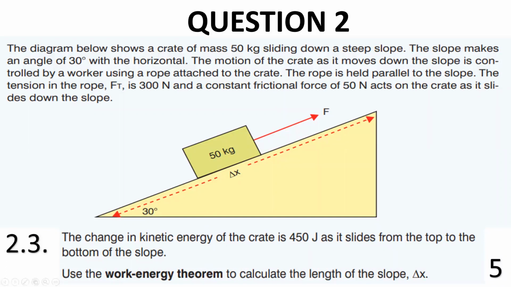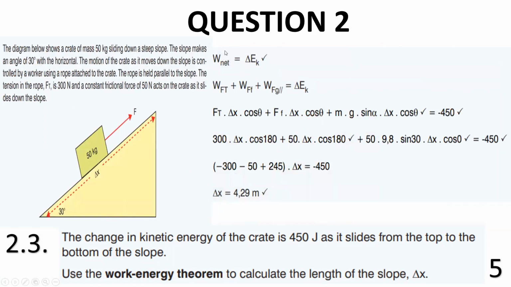What they ask you now: use the work energy theorem to calculate delta x. Okay, we are going to calculate using the work energy theorem. This is our formula first: work net is equal to delta EK. First step, writing the formula and getting your first mark. And work done by tension force plus work done by friction force plus work done by Fg parallel, so the gravitational force parallel. And then the work done by tension force is force times delta x times cos angle, and then friction force times delta x times cos angle.